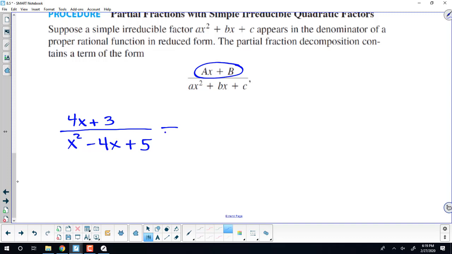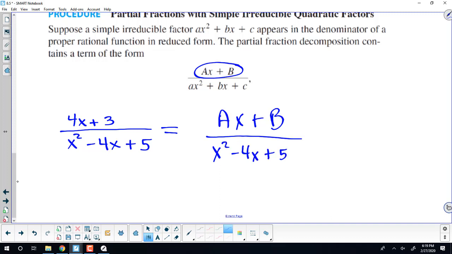We really can't do much with it, but according to the breakdown, if it's a simple irreducible quadratic, we have to set it up as ax plus b over the thing. So in this case, for this example, it doesn't really do much for us, but we have a specific example at least.